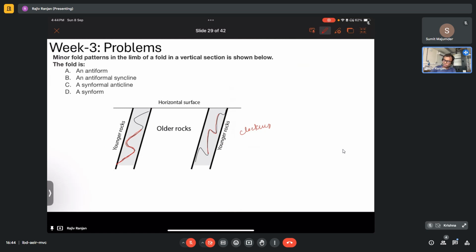Where do you think is S-shaped and where is Z-shaped? Don't you think this is Z-shaped and this is S-shaped, right? This is clockwise and this is anti-clockwise. So if you try to match this, it will come like this. Now try to solve what kind of fold this is. Antiform, synform, anticline, syncline. What is this?